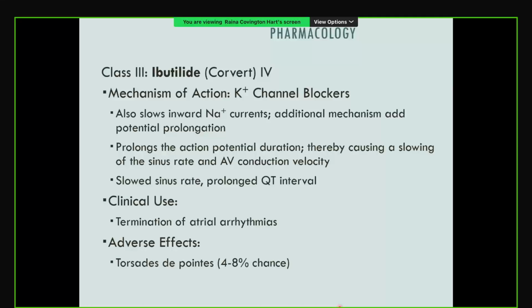Ibutilide. So ibutilide is the IV medication that we have that we can use, again, for our patients with arrhythmias. You see here more details about your potassium channel blockers, but when I ask you, this is going to be a potassium channel blocker. Again, we're focusing on our atrial arrhythmia, so if they're in the upper chambers, we can target with our ibutilide. And then you see your adverse effect is that I could potentially cause my patient to have torsades.